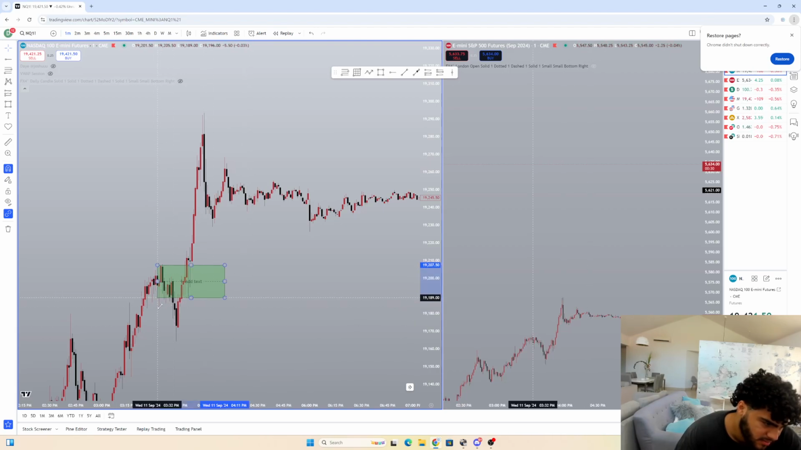Oh, wait. Right here. So this would also be considered the breaker because we did have a candle close above that one too. So it would be low, high, lower low, higher high, and then we push into it and go.